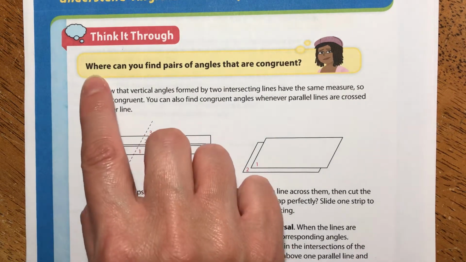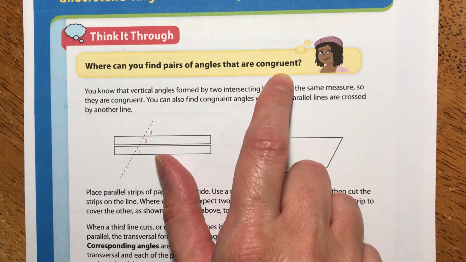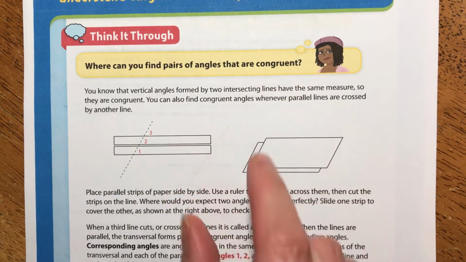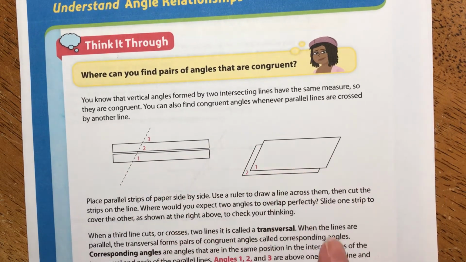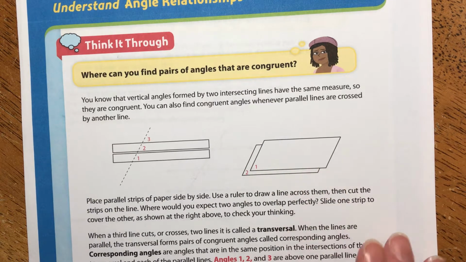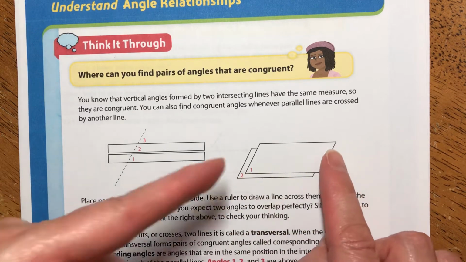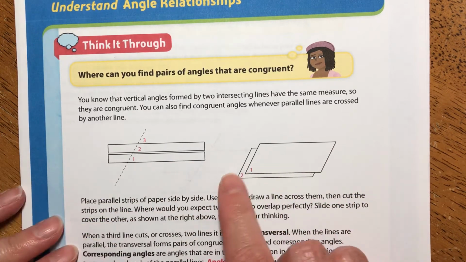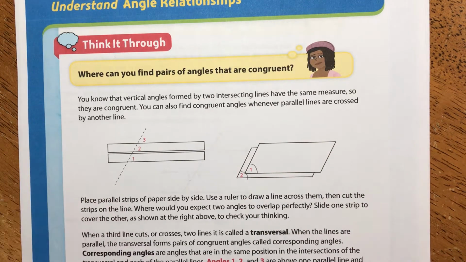Okay, where can you find pairs of angles that are congruent? So congruent means same size, same shape, okay? They've got a couple of pictures here. I think that most of us are familiar with this, right? If I have two parallelograms, I know that these are corresponding angles, right? When I lay these on top of each other, they match. So these two angles are going to be congruent, right? This angle is going to match that angle, right?